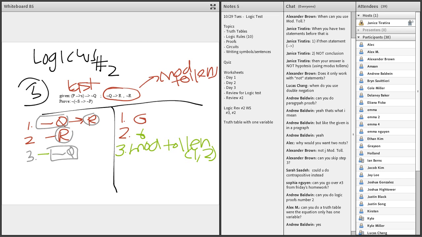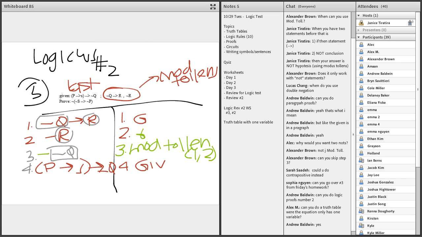Okay, so now I'm stuck. I can't get S or P out of just that. I'm done with that, so then I have to bring in the other given. So the other given is, if P then S implies not Q. So that's also given.